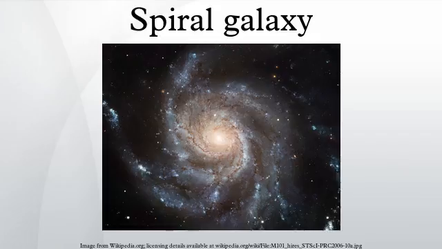Halo stars may be acquired from small galaxies which fall into and merge with the spiral galaxy. For example, the Sagittarius dwarf spheroidal galaxy is in the process of merging with the Milky Way, and observations show that some stars in the halo of the Milky Way have been acquired from it.